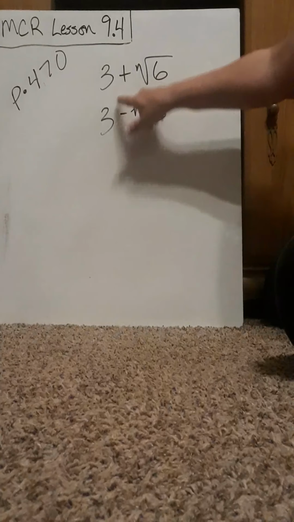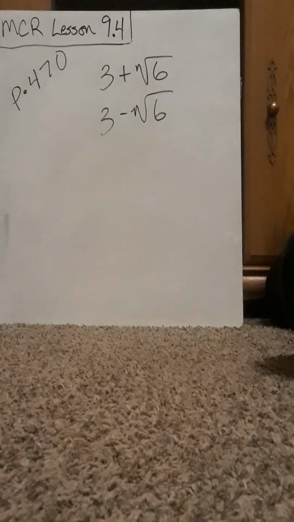So at the very top of page 470, it gives you a definition of what a conjugate is. It gives you an example. The expression 3 plus radical 6 and 3 minus radical 6 are called conjugates of each other. Notice that they differ only in the sign between the terms. So conjugates look exactly the same as each other, except that the signs in the middle are different. One is going to be a plus and one's going to be a minus. But other than that, they look identical.